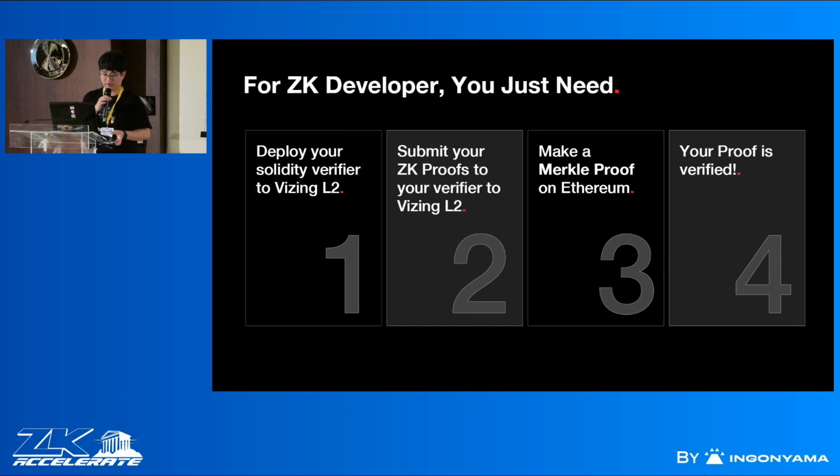So for the ZK developer, there are only four phases you need to do. The first is you just need to deploy your solidity verifier to Vizing layer 2. The second phase is you submit your ZK proofs to your verifiers on Vizing. Number three, the third phase is make a Merkle proof on Ethereum. The fourth is your proof is verified. It's very simple.